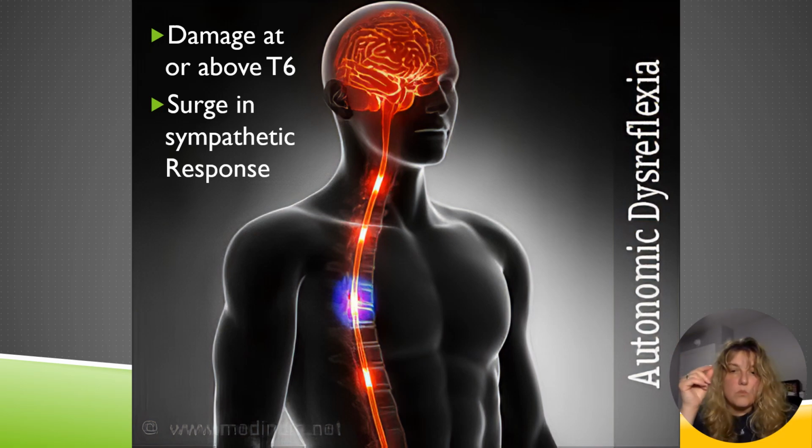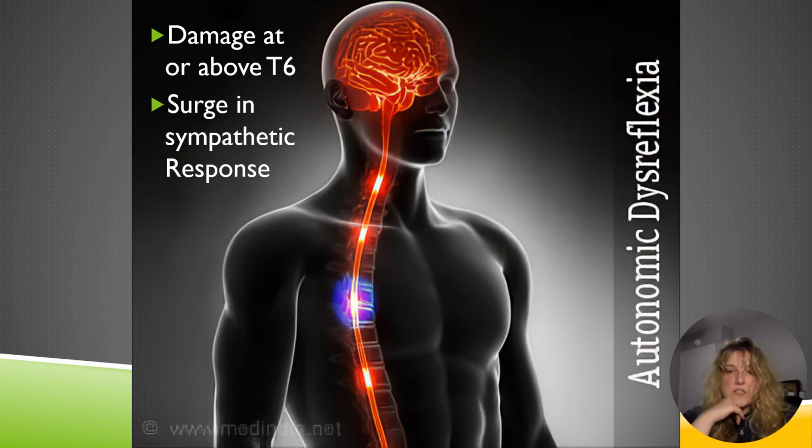The problem with someone who's had that damage at T6 or above is that the information coming from those baroreceptors, coming up and then trying to come down the line, doesn't know how to interpret the information. It's really confused. It just doesn't understand what's going on, and your body freaks out. It goes into this surge of a sympathetic response.